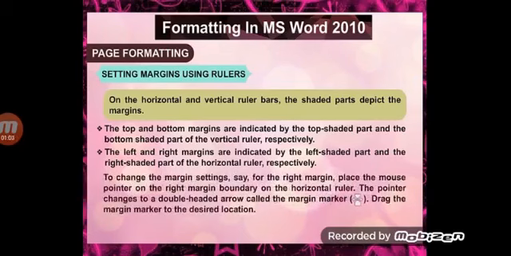To change the margin setting, say the right margin, place the mouse pointer on the right margin boundary on the horizontal ruler. The pointer changes to a double-headed arrow called the margin marker. Drag the margin marker to the desired location.